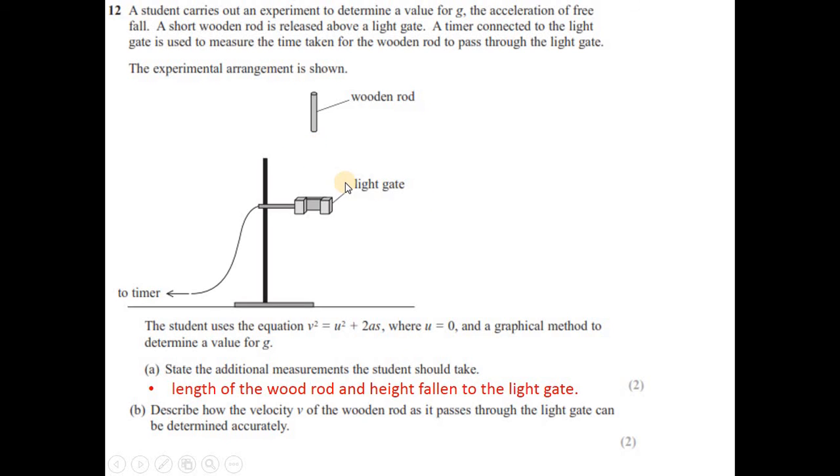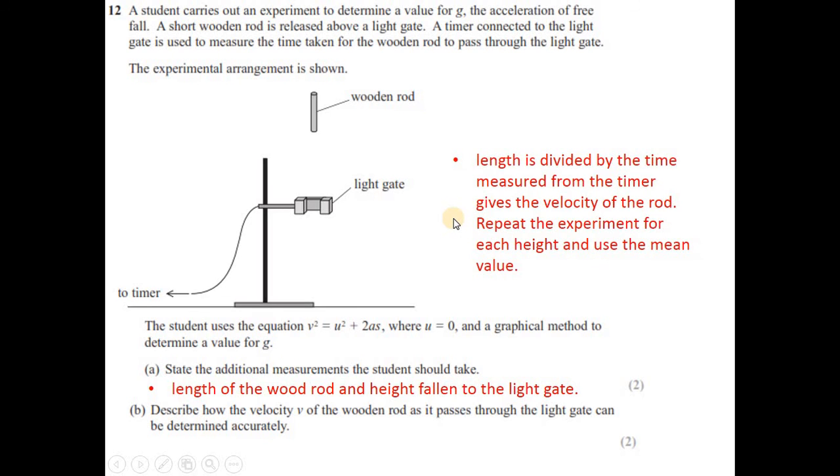You can find the velocity of the rod as it passes through the light gate, and then you can repeat this experiment several times, or maybe 3 times, to find the accurate or average velocity.